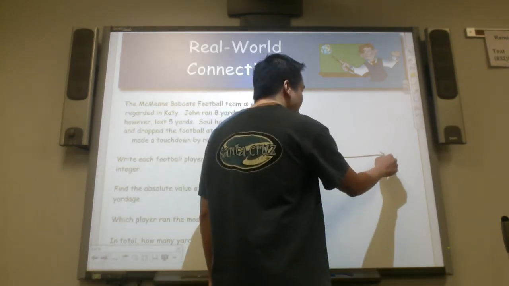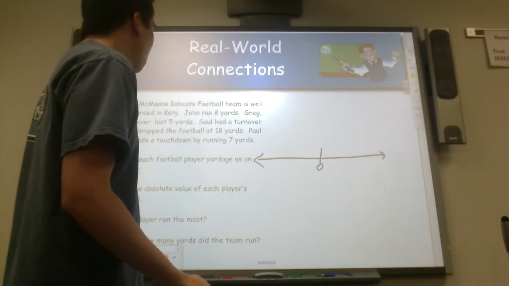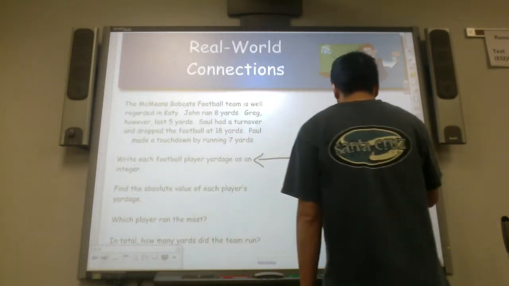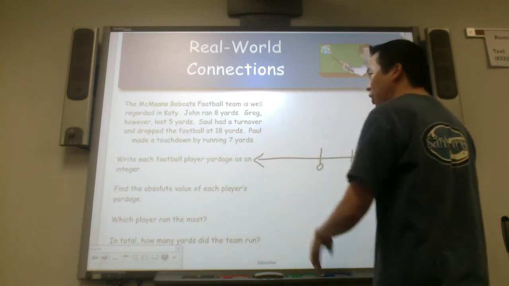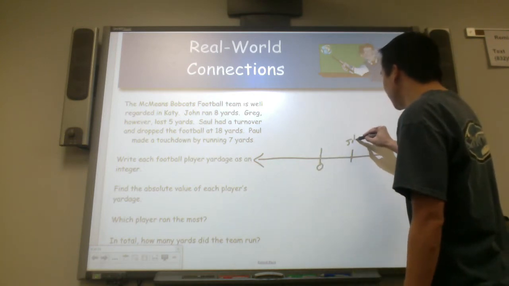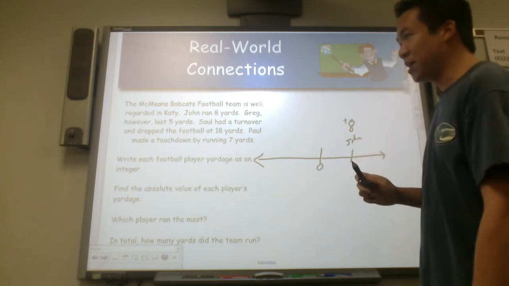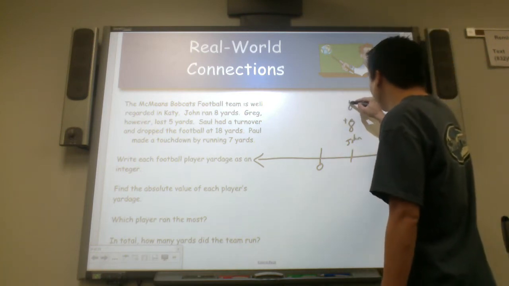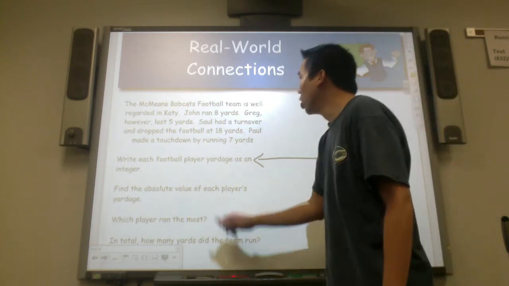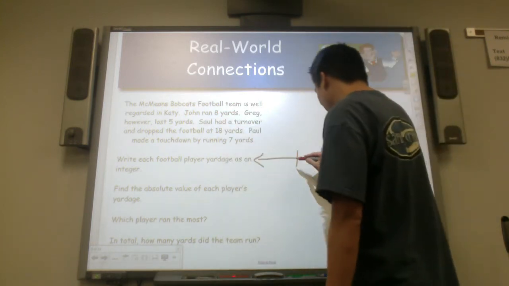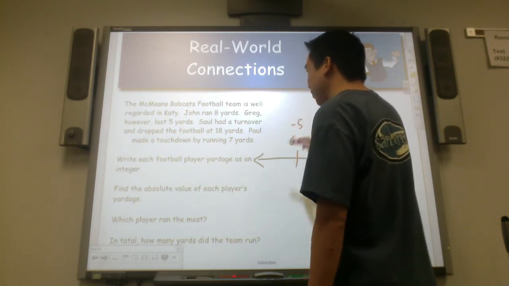Well, if I think of a number line, John ran 8 yards. Again, positive numbers are to the right, negative numbers are to the left. So John ran 8 yards. That's positive, or just plain old 8. You don't have to put a plus sign. Greg, however, lost 5 yards. So Greg will be right here, negative 5.